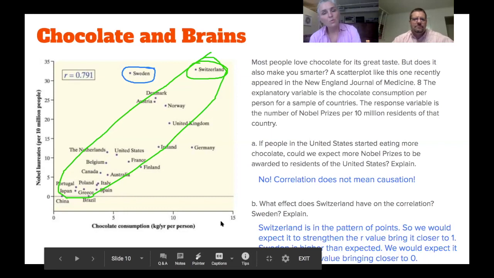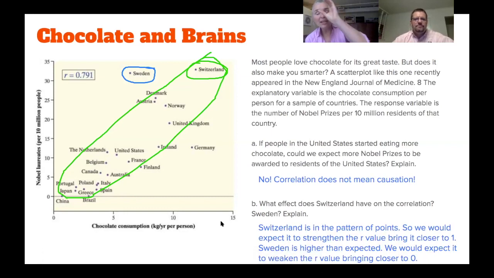Yeah. So what happens is, because this is not in the pattern of points, Sweden is outside that pattern, it's actually going to weaken our R value because it's not in the line. And so it's going to bring our R value closer to 0.